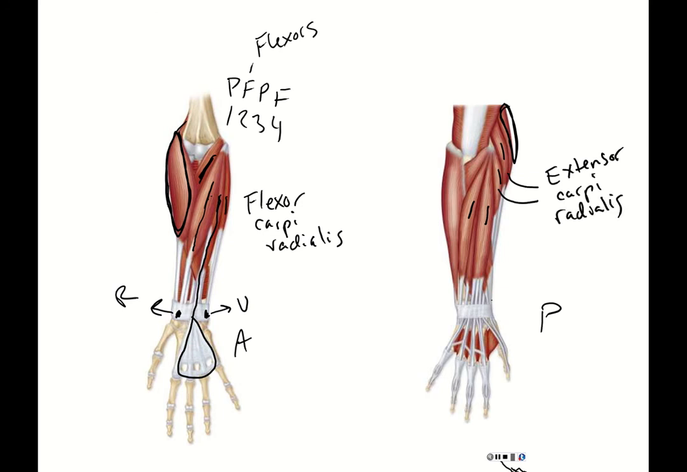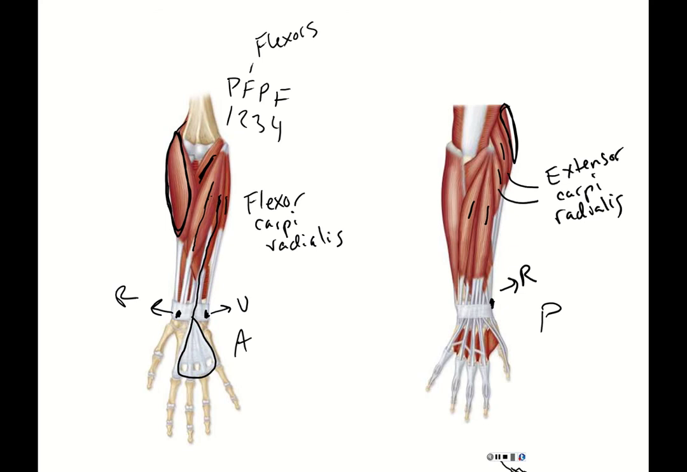Okay, because they end, it's kind of hard to tell, but they end here, which is the radius side. Okay, they go all the way down to the wrist again. So they have the opposite action of the flexor carpi radialis. So extensor carpi radialis. There's actually a longus and a brevis. That's why there's two of them there.